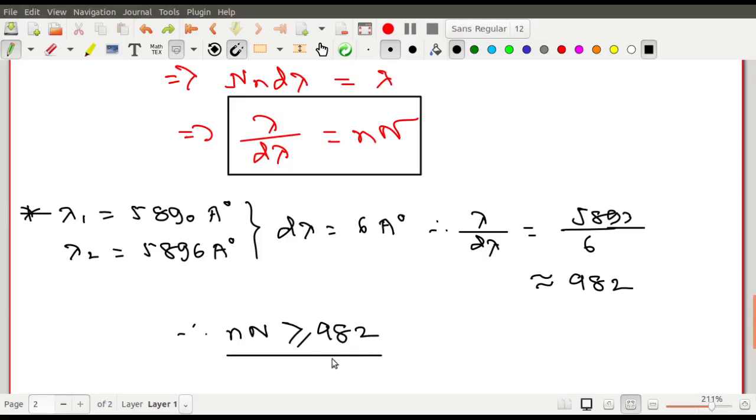So if you have to get 982 on the right side, that is how you should arrange your small n and capital N. It may so happen that your capital N is 500. So you see that in the first order resolution is not possible. 1 into 500 gives you 500, but you need at least 982. So resolution will not be possible. But once you go to the second order, you will see that resolution is possible in the second order.